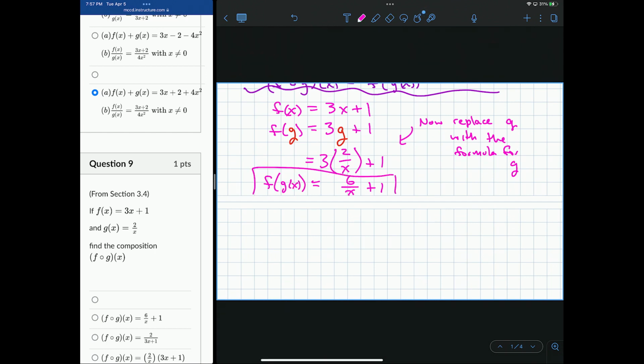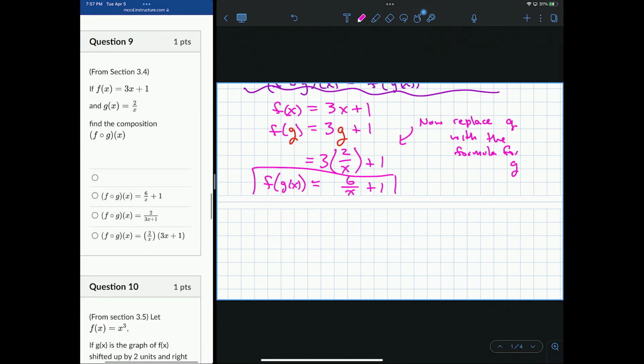So again, we're just going to look for the one that matches this. Looks like this one. Again, somehow we got a blank option in there. Don't know how. All right, 6 over x plus 1 looks correct, and all the others are just different wrong things.